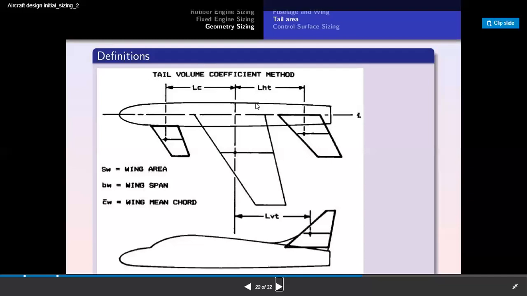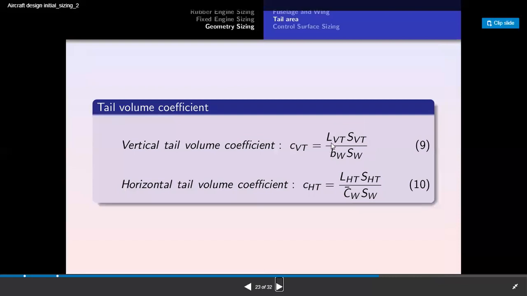So yesterday when we were discussing, tail volume coefficient is one of the most important parameters when you are selecting the airfoil for the tail, correct? We discussed that. The vertical tail volume coefficient, CVT, is nothing but the length of the vertical tail times the surface area of the vertical tail, divided by the wingspan times the surface area of the wing. Clear? The horizontal tail is the same: the length of the horizontal tail times the surface area of the horizontal tail, divided by the chord of the wing times the surface area of the wing.